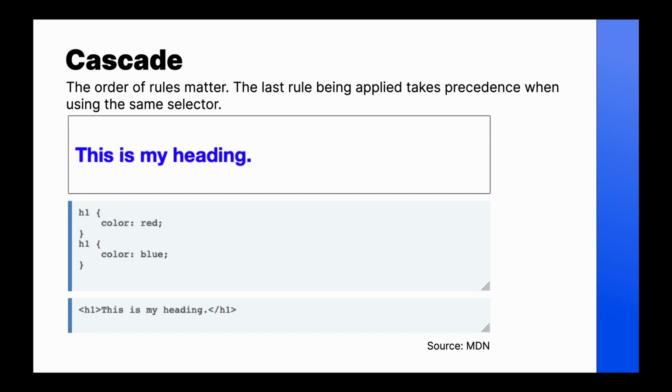So cascade, this is an important one, and it's commonly misunderstood. The order of your rules matters, and the last rule being applied is always going to take precedence when using the same selector. So here we've got two H1s. Again, I took this source from MDN. They have great examples over there. If you declare an H1 twice in your CSS file and they're at the same hierarchy in the file, the last one in line, or furthest to the bottom, is always going to take precedence. So this blue is going to take precedence over the color red in this case.